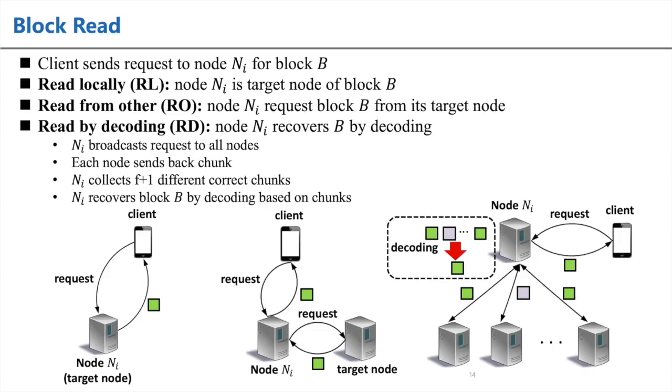Third, if the target node is faulty and keeps silent or sends an incorrect block, node Ni is forced to recover all blocks by erasure decoding. To achieve this, Ni broadcasts requests to all nodes, and other nodes respond with their chunks. Upon collecting N-2F correct chunks, Ni recovers all blocks in a coding round via erasure decoding and picks B from them as a reply to the client.